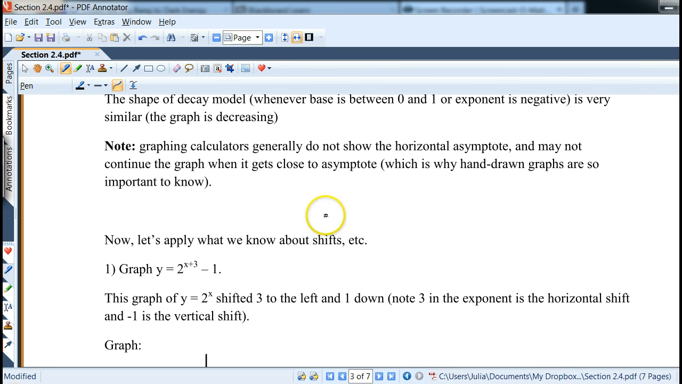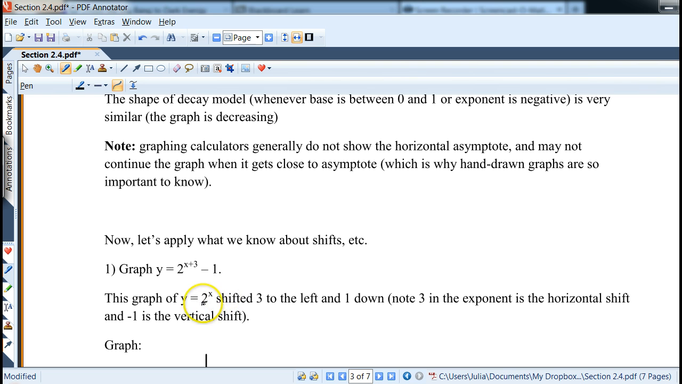But a good thing is that the shifts work exactly the same as we learned them with quadratics or polynomials. So let's take a look at this example. y equals 2 to the x plus 3 power, minus 1. Now notice, any number that's in the exponent together with the x represents the horizontal shift, whereas this number, outside of the function, represents the vertical shift.